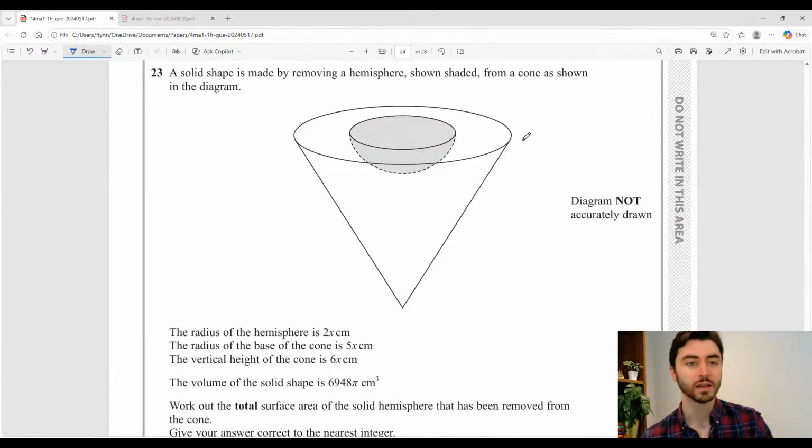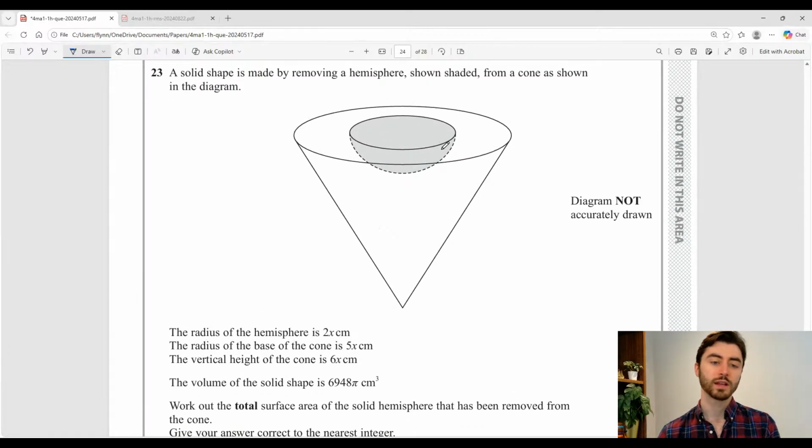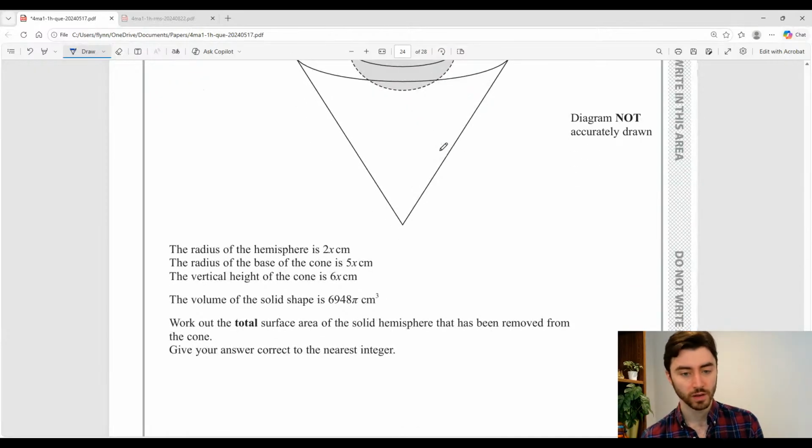So a solid shape is made by removing a hemisphere from a cone. Radius of the hemisphere is 2x. Radius of the base is 5x. Vertical height of the cone is 6x. So we're very much getting into the place where, if you're going to get a 9, this is where you're going to earn it. Work out the total surface area of the solid hemisphere. That's insane, because it's the total surface area of the solid hemisphere that's been removed from the cone.